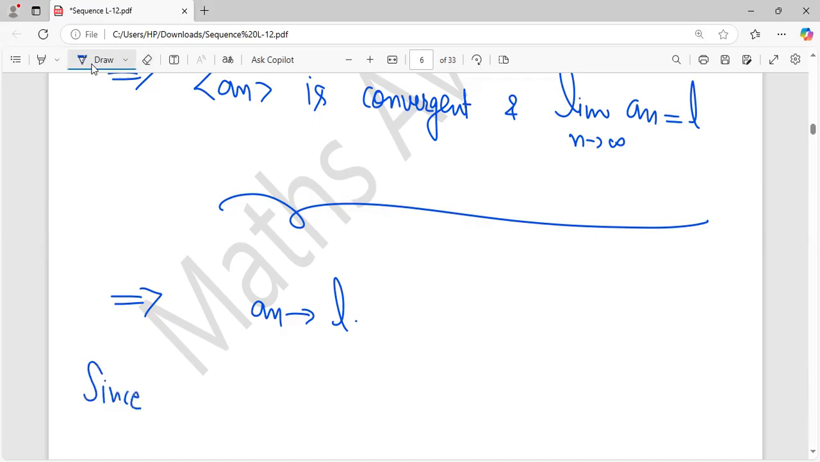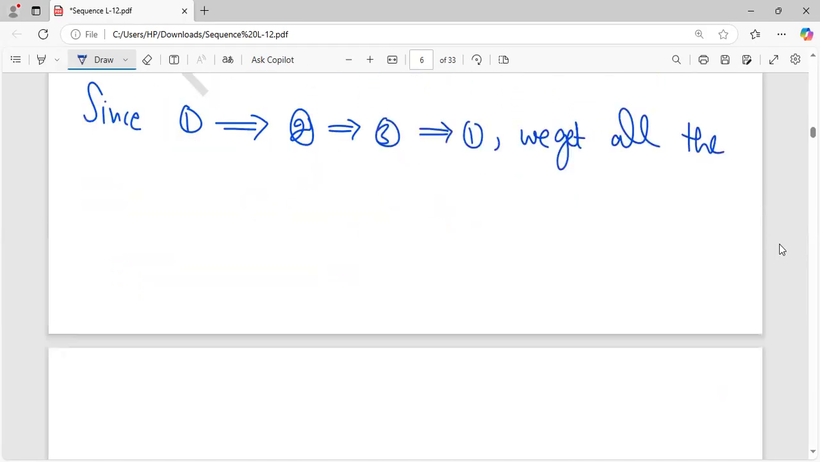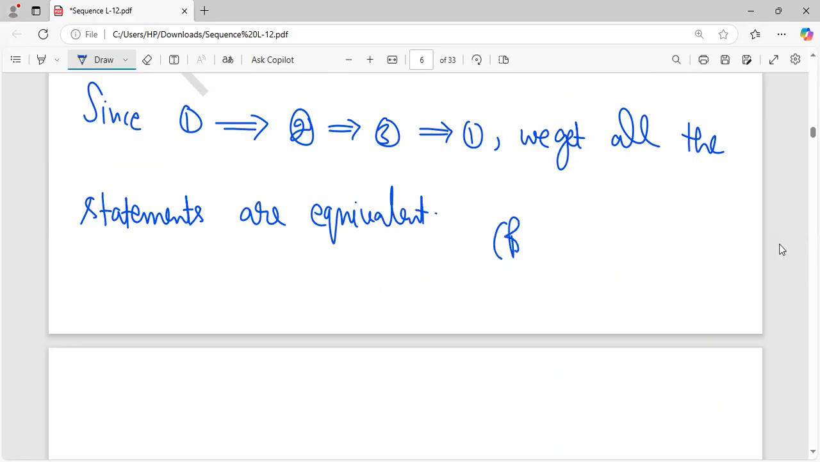Since 1 implies 2, 2 implies 3, and finally 3 implies 1, we get that all the statements are equivalent. So this is proved.